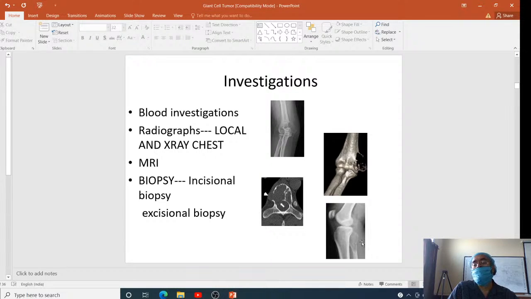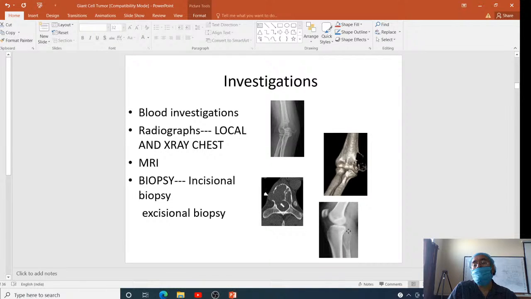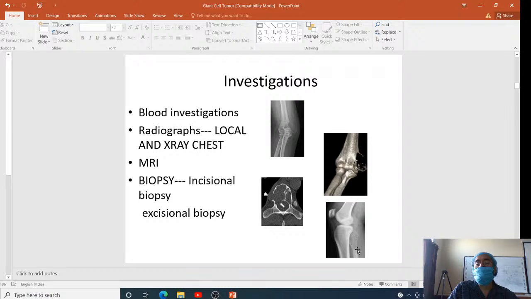The whole of the head of the fibula is one bony mass. Here you can see, this is a GCT of the proximal fibula. If you take an X-ray of the local area, you can clearly see it, and a chest X-ray is a must to see whether any pulmonary mets are there. Unless you see a chest X-ray or a CT chest, you may not be able to see the pulmonary metastasis in GCT.